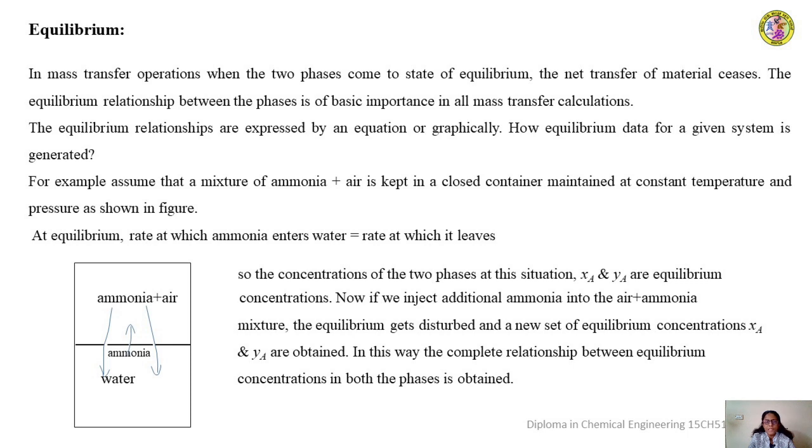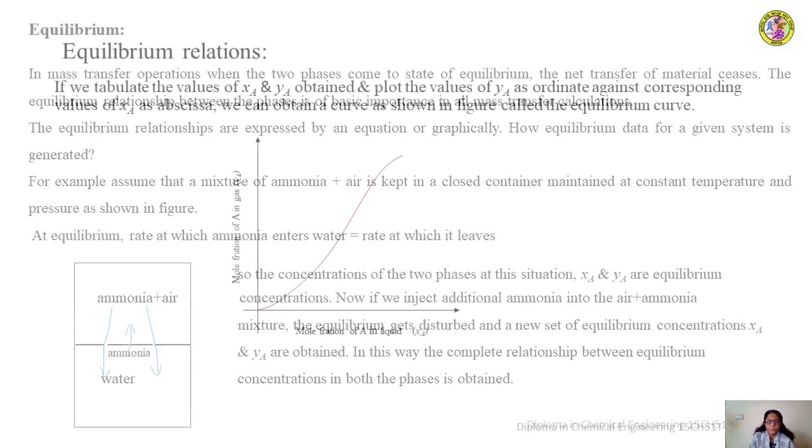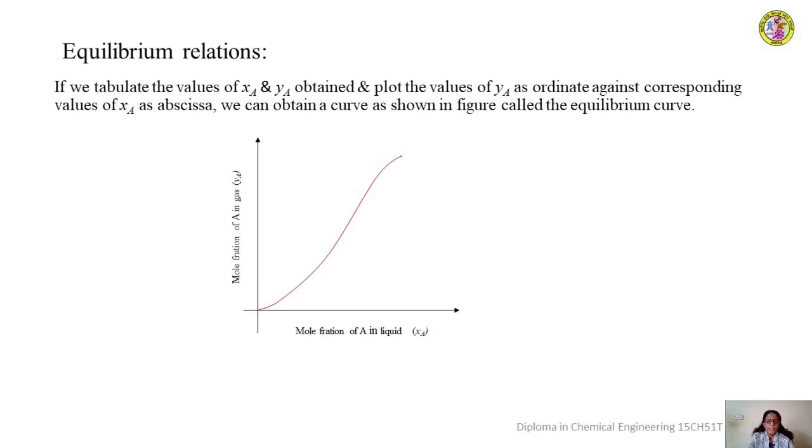That is how we basically get equilibrium data experimentally for any mixture or any system of gas and liquid. Now, whatever values you have recorded in the form of a table, if they are plotted on an XY diagram, then you'll get a curve that represents the equilibrium relationships in graphical form.